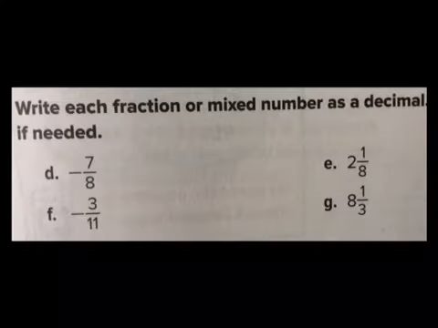Okay, let's try the 3 examples at the bottom, the 3 practice questions. Remember that for these ones, we simply divide the numerator by the denominator, as you see right there. And for the mixed numbers, we separate the whole number from the fraction, solve the fraction to convert it to a decimal, and then add them back together. Okay, so let's try negative 7/8. I'm going to divide 7 by 8. Now don't forget that we have to include the negative.